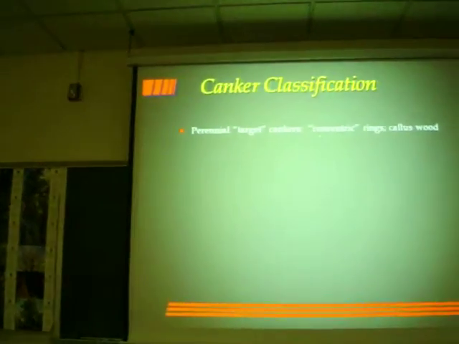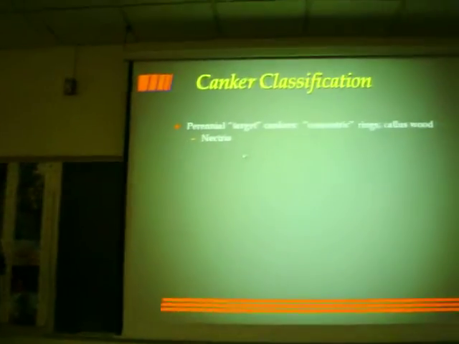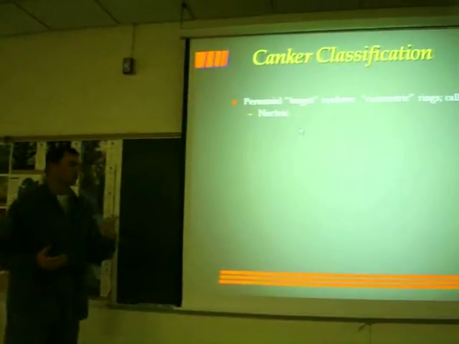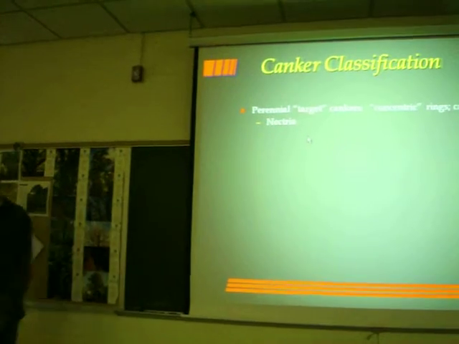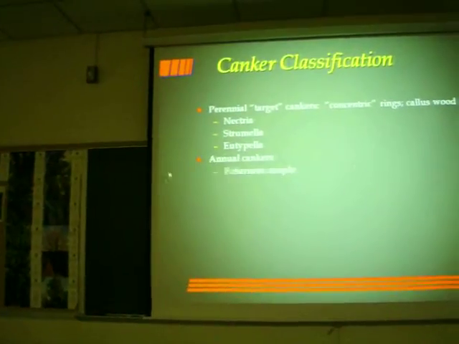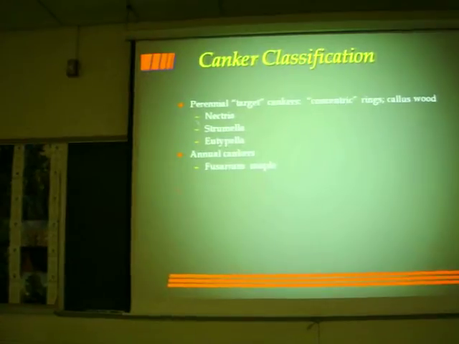Okay, all right. We're talking about cankers on trees, perennial or target cankers. They have concentric rings, or they form callus wood. It's a wood that no longer has the ability to transport nutrients or water. Nectria is one of the cankers that we're talking about. Strumella and Eutypella are two others. And then there's also something called an annual canker, which is different than the perennial.